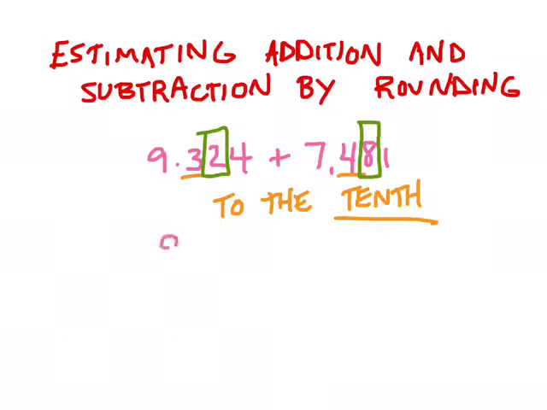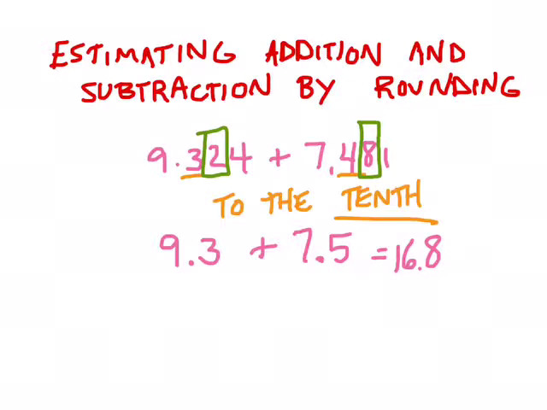So I'll rewrite the problem for the sake of being able to see it, and I'm going to say, okay, 9 and 3 tenths, because 2 tells me to just drop everything, don't do anything to the 3, plus 7 and 5 tenths, because the 8 tells me to increase my 4 to a 5. Everything else again gets dropped. Now I can add those up. 3 tenths and 5 tenths is 8 tenths, and 9 and 7 ones are going to be 16. So my estimate would be 16 and 8 tenths.